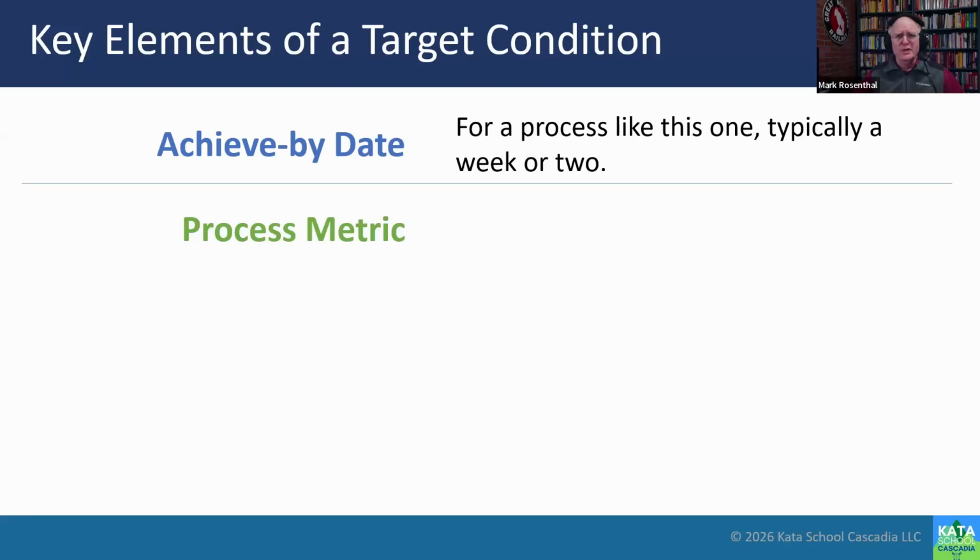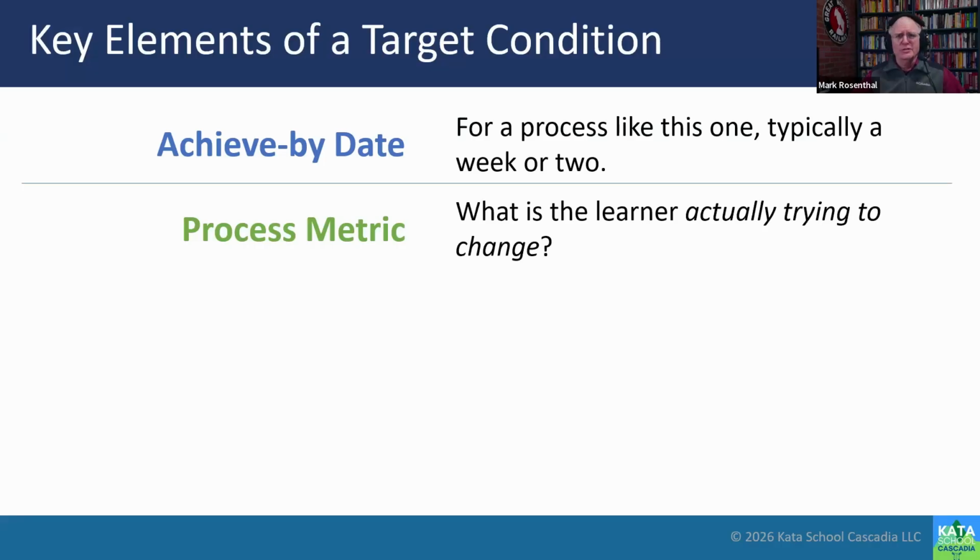We want to have a process metric, which is what is the learner actually trying to change? We addressed this a little bit in the previous sessions. If you think of the outcome in our example, faucets output per day, before we kick into overtime, that's the dependent variable. It is not actionable directly. I can't just say, well, we're just going to make more faucets. We have to change something about the process so that we can.